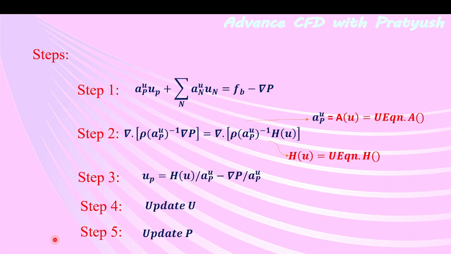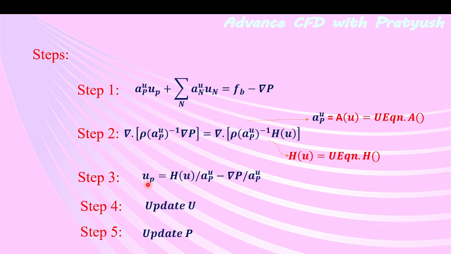So this is the complete step in terms of the governing equations. This is the discretized form of the continuity equation, which is important to impose mass conservation. Here APU means the UEqn.A operator, and HU means the UEqn.H operator.